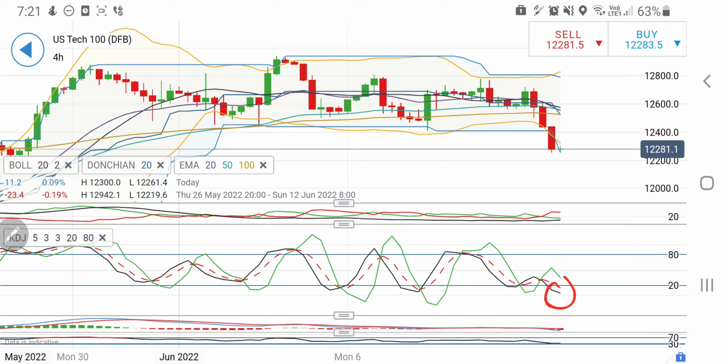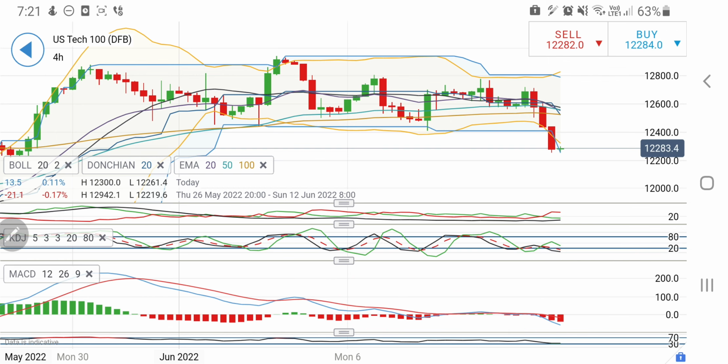Stochastic is oversold, and that is why, see, I am saying 1, 2, 3, 4, all the 4 candles are possibly indicating that we may see a rise from here, a little rise towards 12,400, 12,500 zone, and then a drop can follow. So be watchful of that.